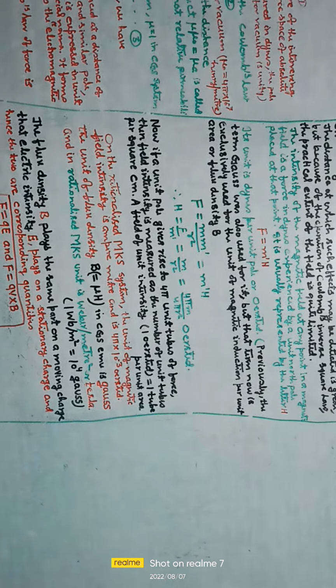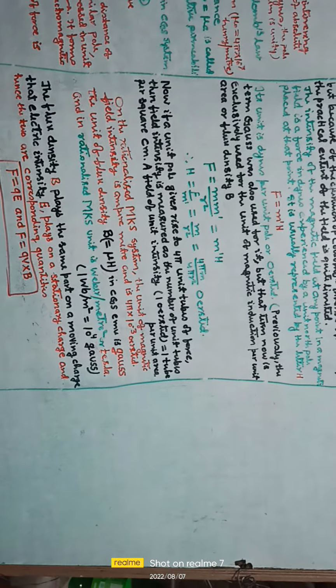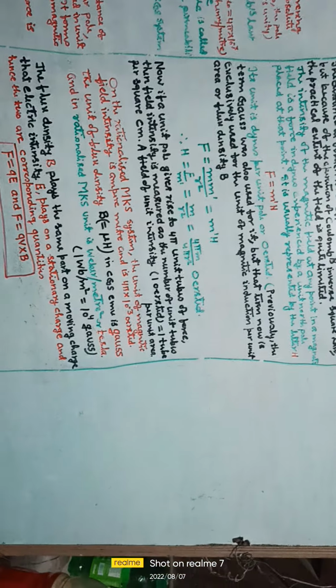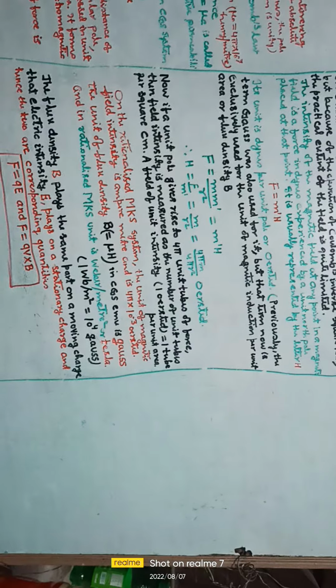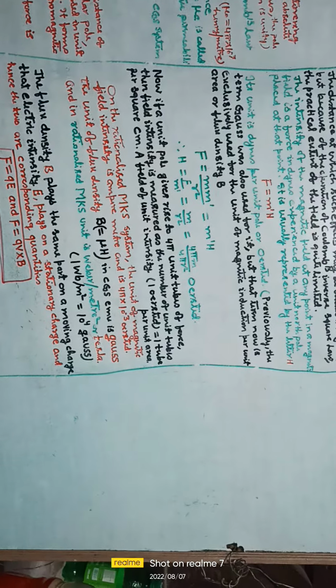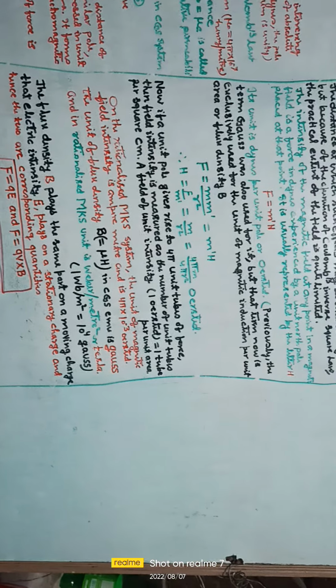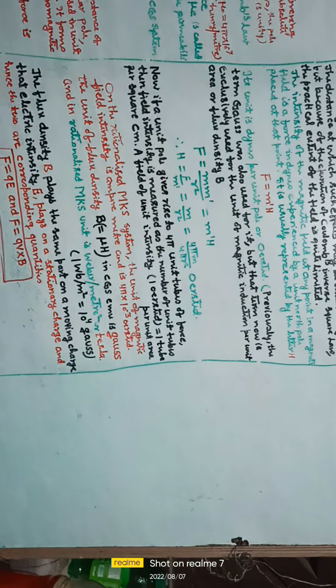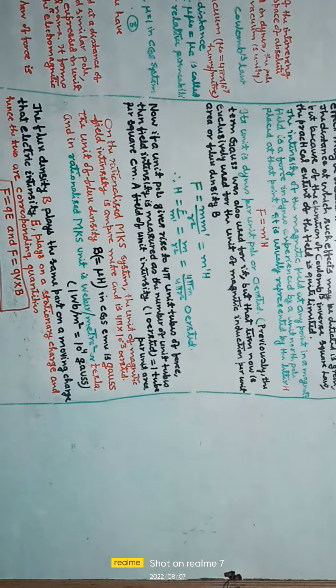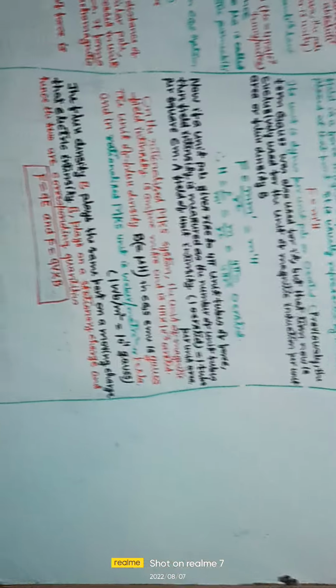The flux density B plays the same part on a moving charge that electric intensity E plays on a stationary charge, and hence the two are corresponding quantities. So F equals QE and F equals QB cross B.